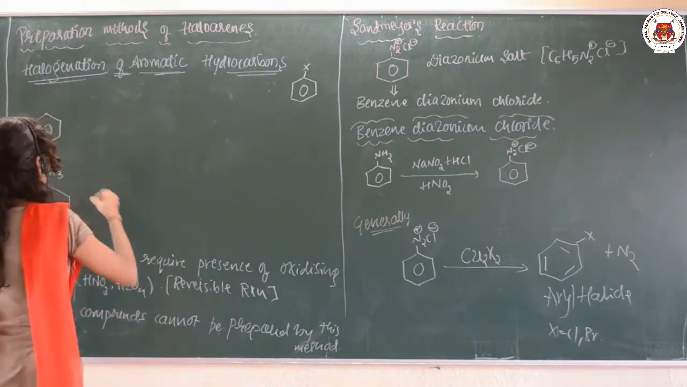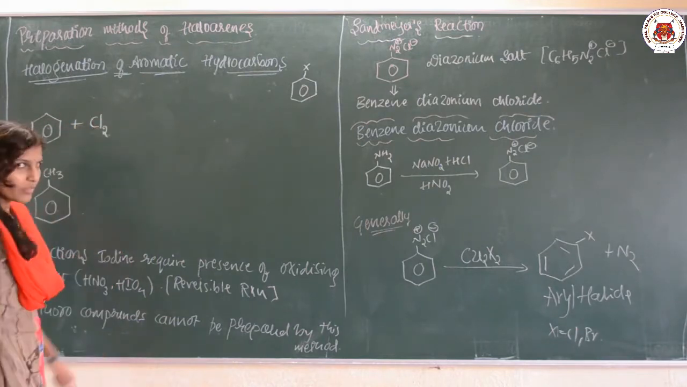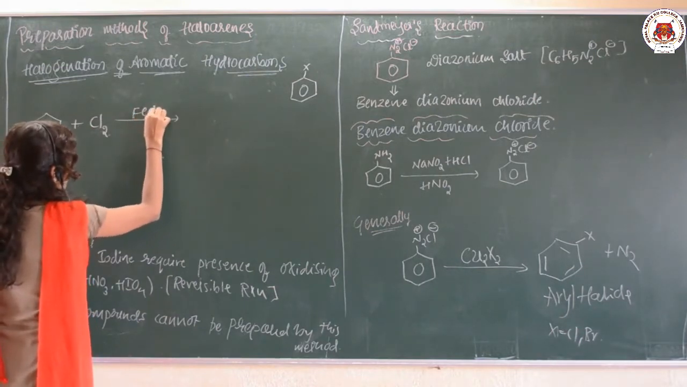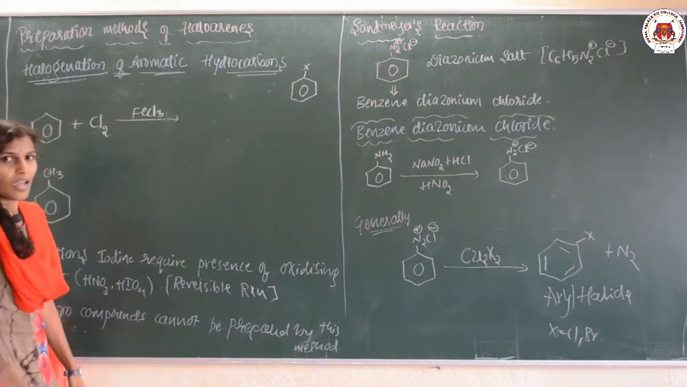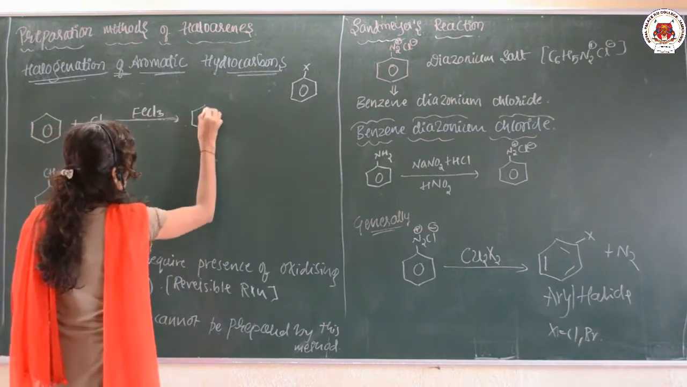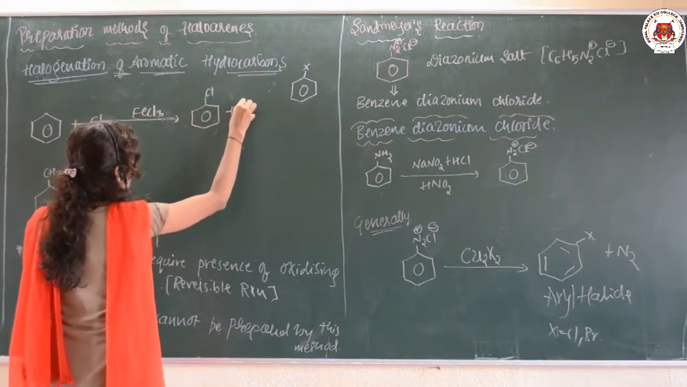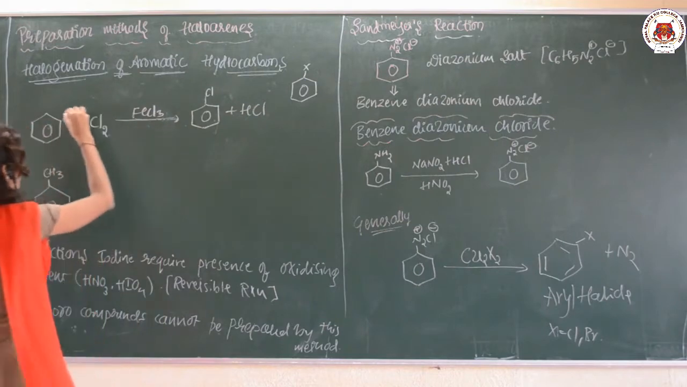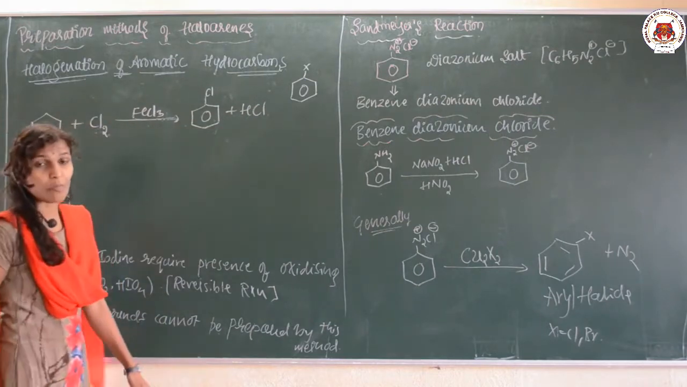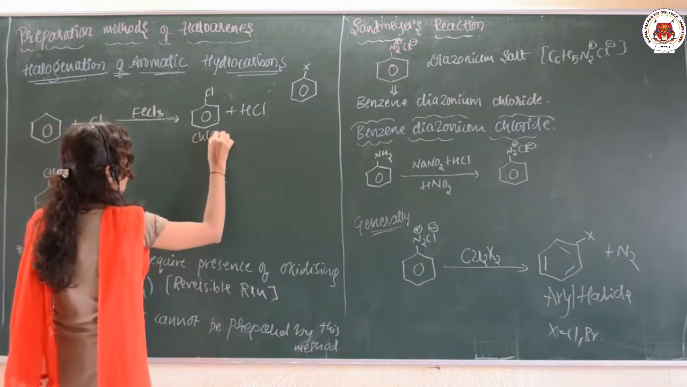So see here, when the aromatic hydrocarbons are treated with the halogen in presence of either FeCl3 or AlCl3 at room temperature in the dark, you are going to get the arene as a product, that is chlorobenzene plus HCl. See here, one of the hydrogens is replaced by one Cl, and HCl is one more byproduct which is formed here. So this is the chlorobenzene.